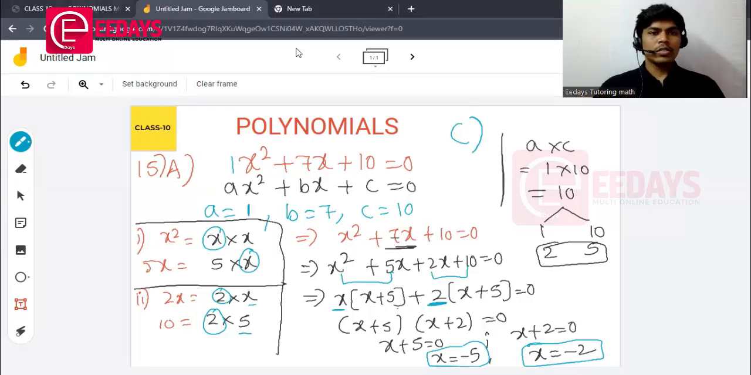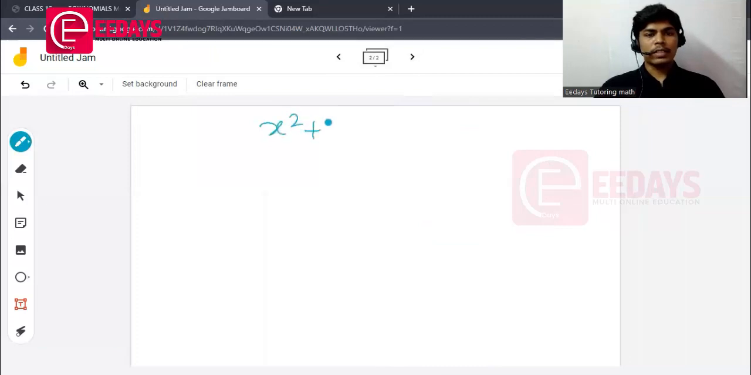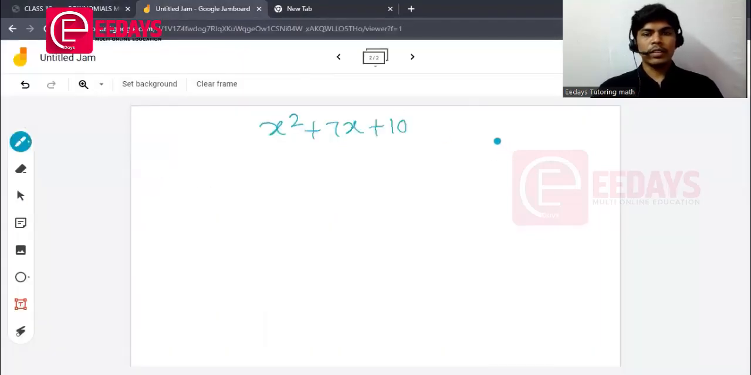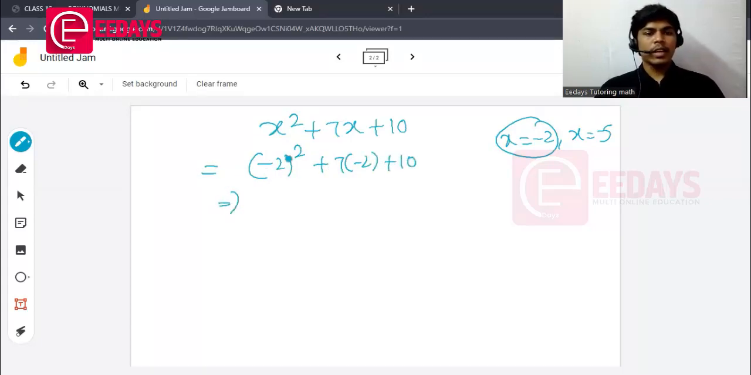Do one thing. The equation is x square plus 7x plus 10, right? You just substitute the x values we are getting, -2 and -5. Let us take x is equal to -2 and substitute it over there. In the place of x, substitute (-2) whole square. If you are good at calculation, you get the answer easily. (-2) whole square is nothing but 4, plus 7 into -2 is -14, plus 10. So 4 plus 10 is 14, and 14 minus 14, we are getting 0 here.